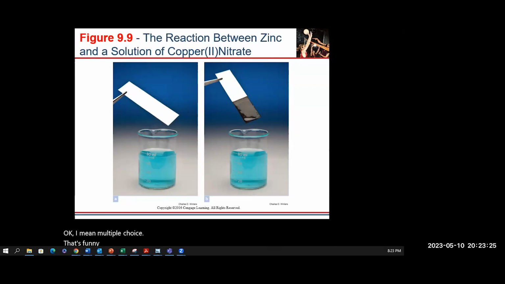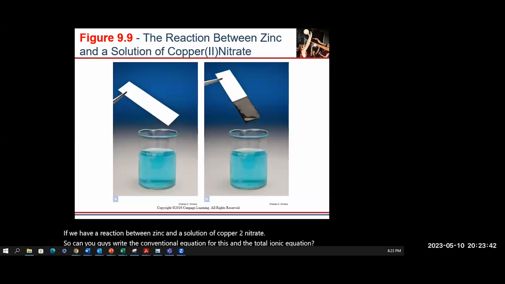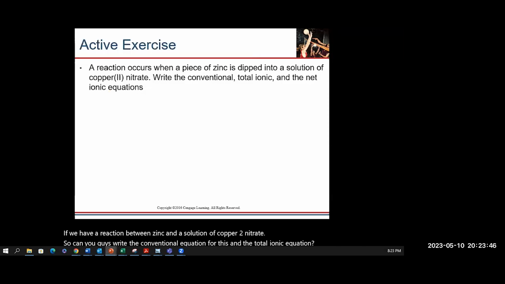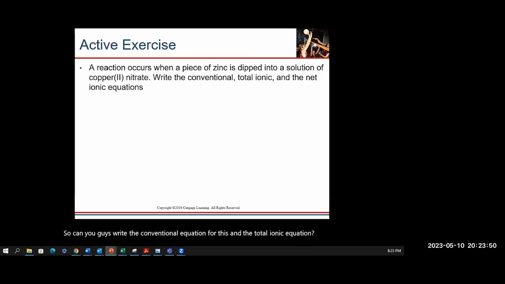Smart if we're guessing. Yeah. If we have a reaction between zinc and a solution of copper 2 nitrate, can you guys write the conventional equation for this and the total ionic equation? And then the net ionic equation.